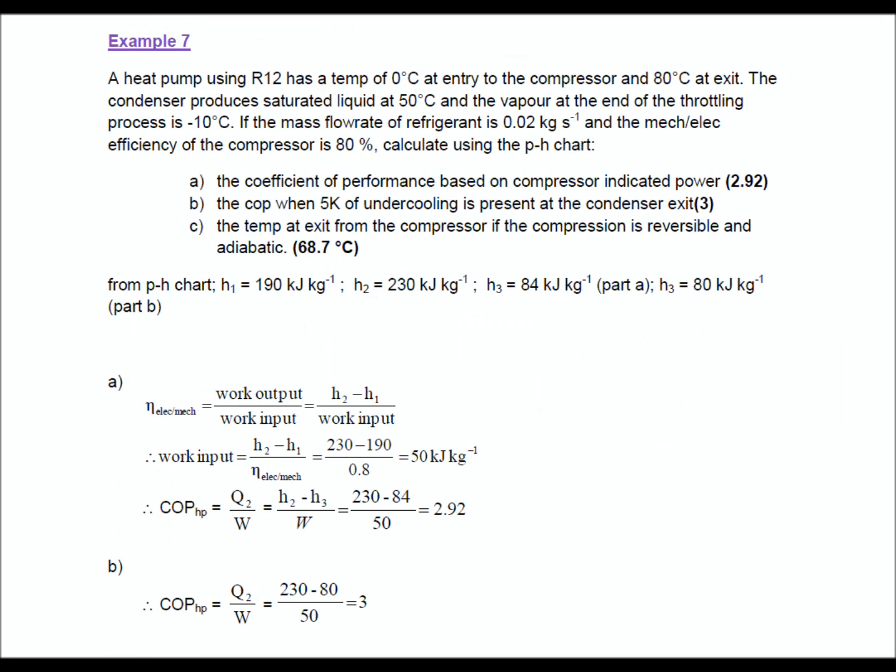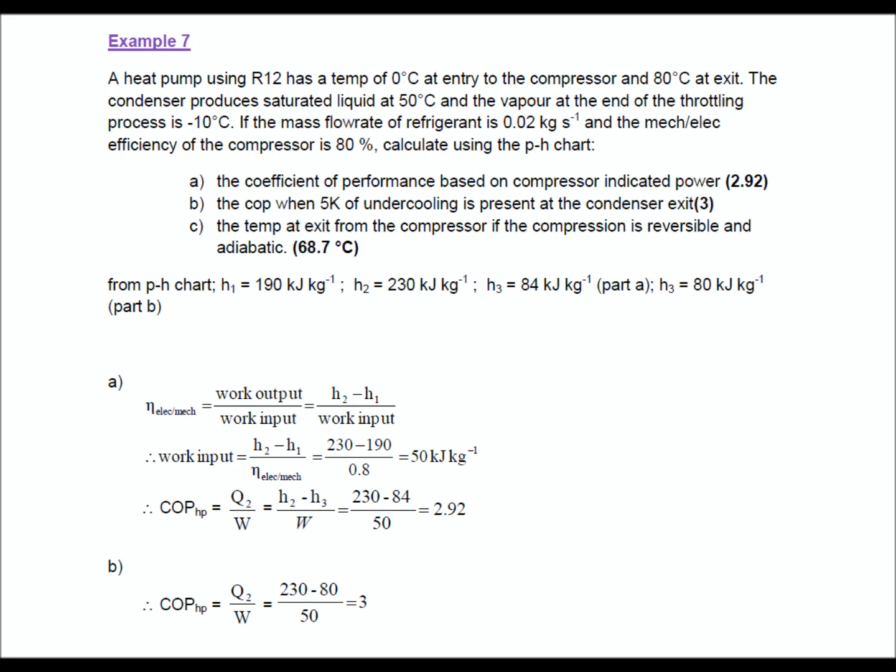The example at the end of the teaching pack, example 7, shows a heat pump that is using R12 as the refrigerant, and it tells us that at entry to the compressor the refrigerant is at 0 degrees, and at exit it's at 80 degrees Celsius. The condenser produces saturated liquid at 50 degrees, and at the end of the throttling process the temperature of the refrigerant is minus 10 degrees Celsius.